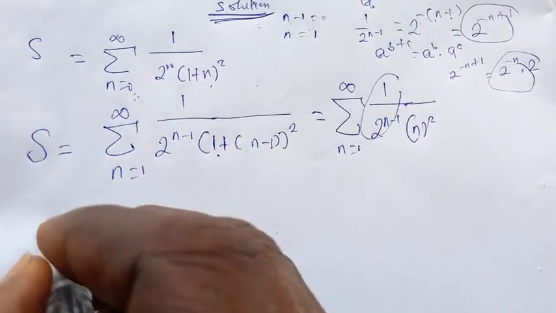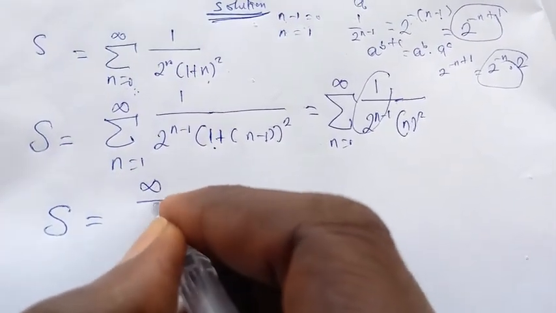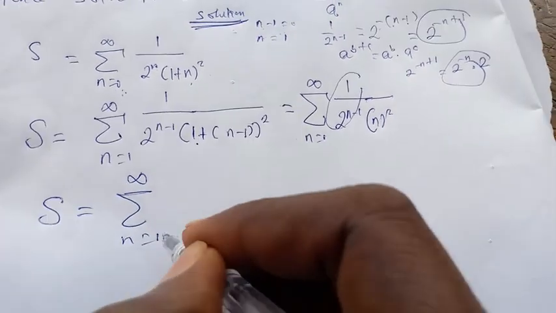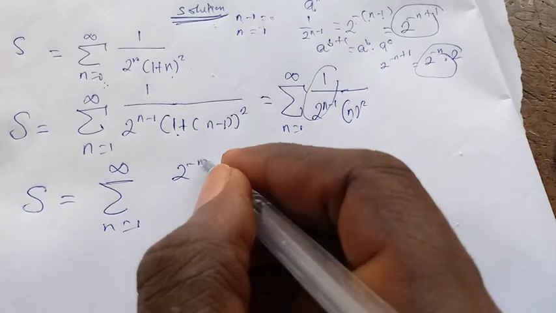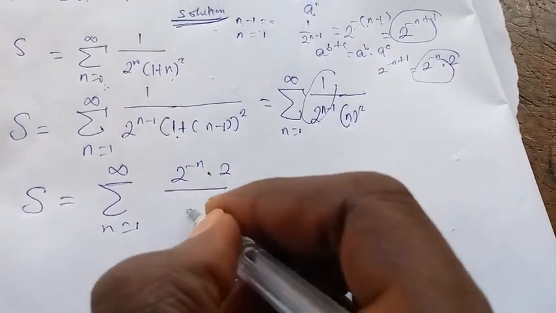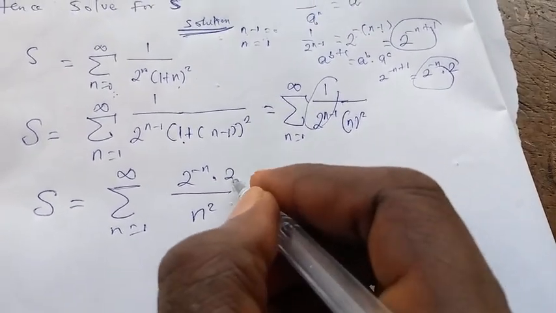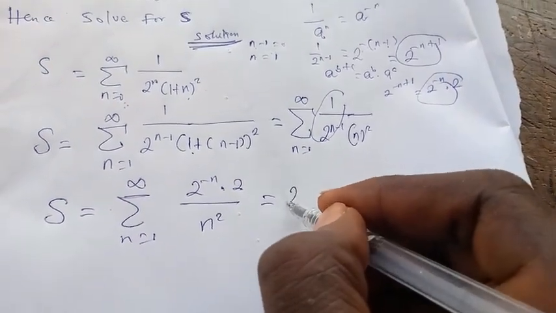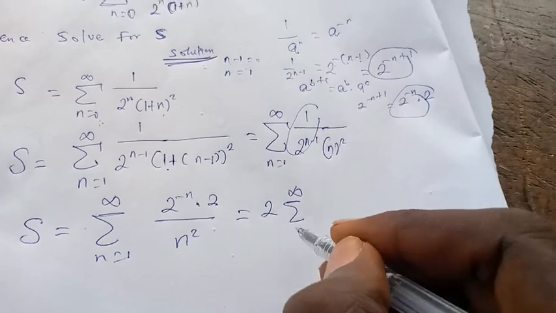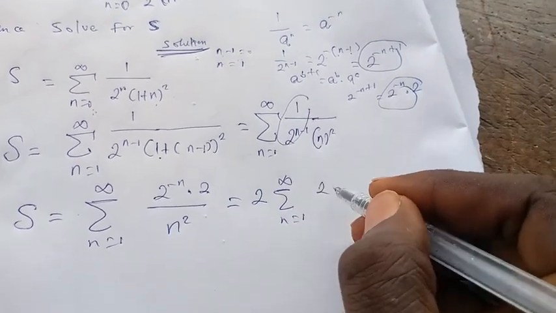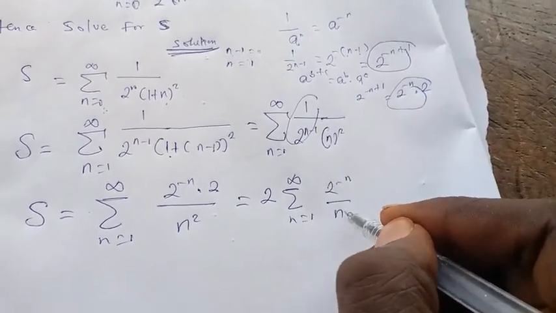So then we are going to have S is equal to the summation of n running from 1 to infinity of 2 raised to the power of minus n multiplied by 2 over n squared. So you can now bring the 2 out. We are going to have 2 multiplied by the summation of n running from 1 to infinity of 2 raised to the power of minus n over n squared.